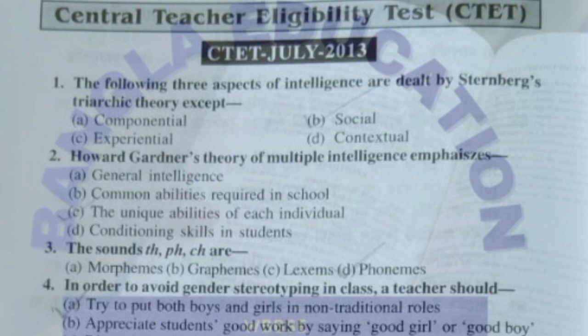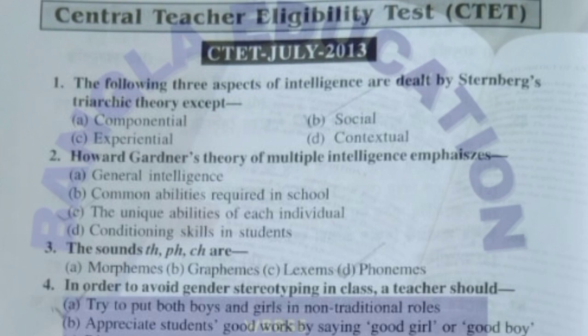CTET July 2013. 1. The following three aspects of intelligence are dealt by Sternberg's hierarchy theory except: A. Componential, B. Social, C. Experiential, and D. Contextual. So the correct answer is B, social.